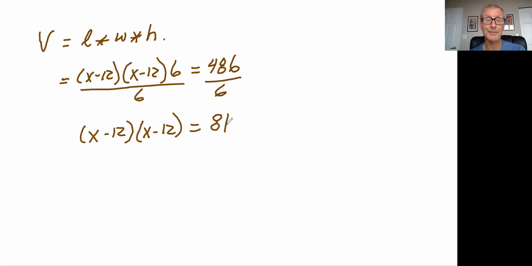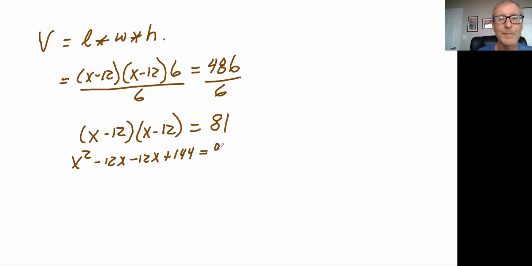So you'll see in the slides there's another way to solve it. What I typically do is I just expand it out and then use the quadratic formula if need be. So if you expand this out, you would get x squared minus 12x minus 12x plus 144, right? Equals 81. So if we combine this, you get x squared minus 24x. And now if we bring the 81 to the other side, you would get plus 63.